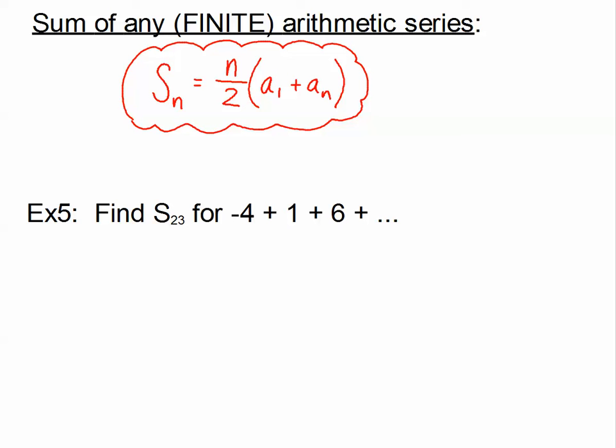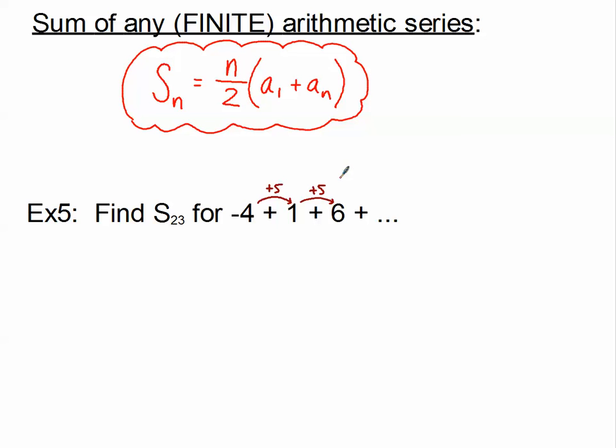Example 5 says, find the sum of the first 23 terms, S sub 23, for this sequence. Or excuse me, for this series. This must be a series because I see the plus signs. So let's confirm that this indeed is an arithmetic series. I must be adding the same thing. -4 to 1, I believe that's adding 5, and we continue to add 5, yes. So this must be an arithmetic series.